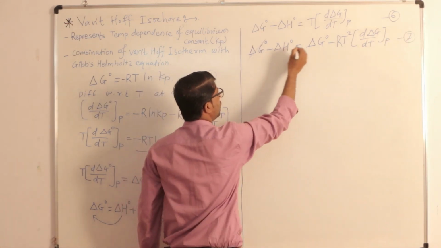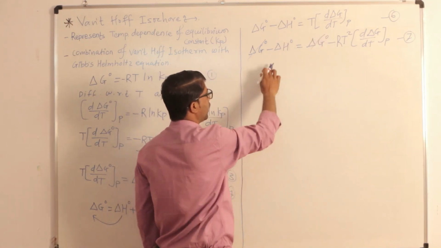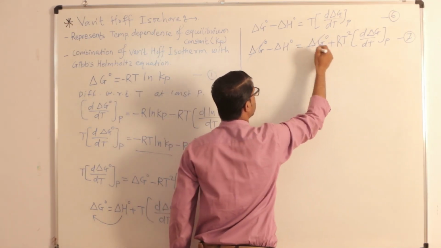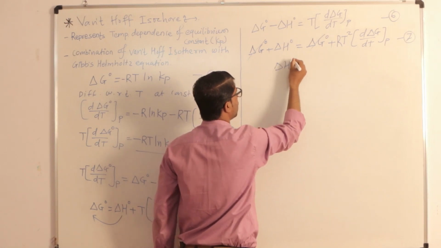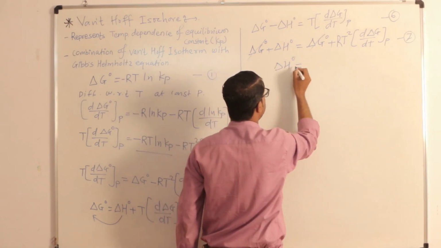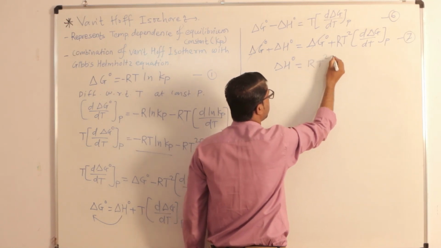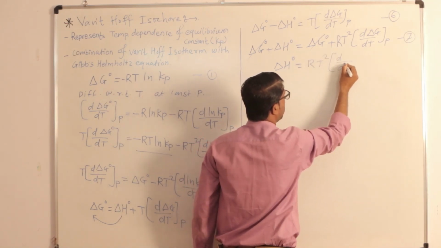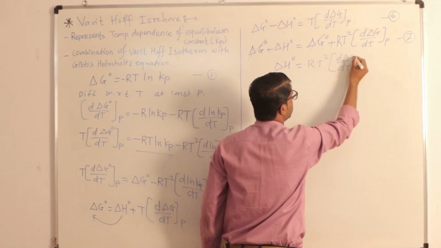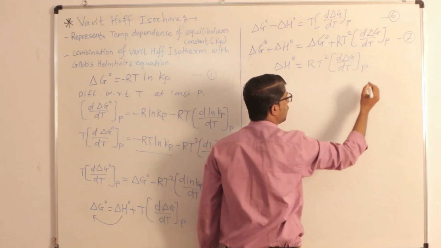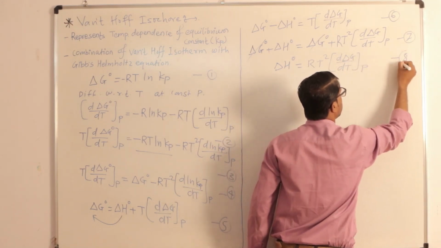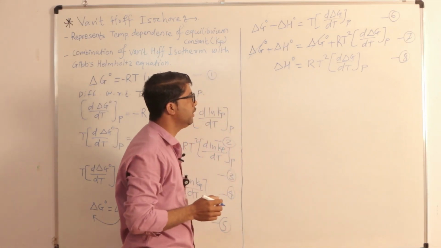Here these two terms get cancelled. So in the next step only delta H0 remains, which is equal to RT square into d by dT of ln Kp at constant pressure. These are the terms that remain.